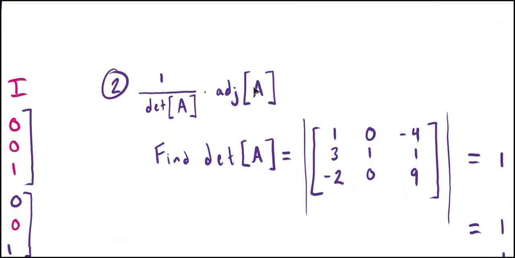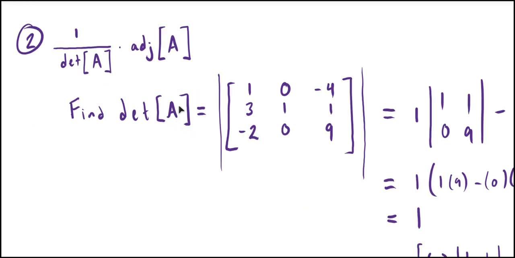Another method would be to use the adjoint formula. We could take the adjoint of matrix A and divide every entry by the determinant. Remember, multiplication by a constant against a matrix just brings that constant in against each term in the matrix. And so this is only going if the determinant of A is non-zero. So now let's go in and calculate the determinant of A.